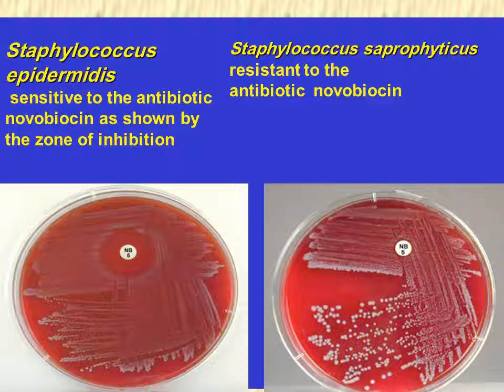The plates are incubated for 24 hours. Then, by examining the plate, we find an inhibition zone of growth of the bacteria surrounding this novobiocin disk, indicating that the epidermidis is sensitive to novobiocin. But for the saprophyticus, no inhibition zone is present, so it is resistant to novobiocin. So this is the method that can be used to differentiate between them by their sensitivity and resistance to novobiocin.